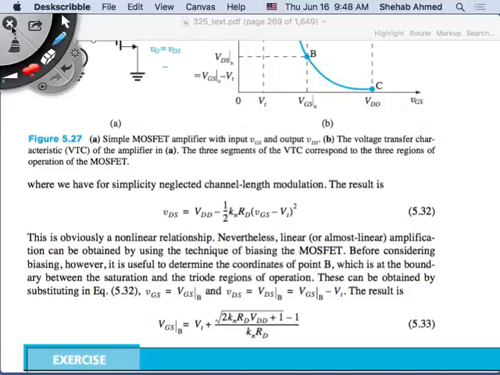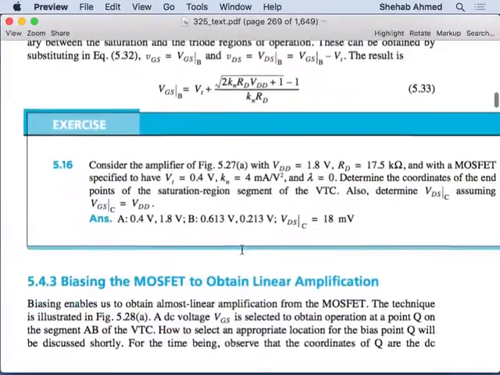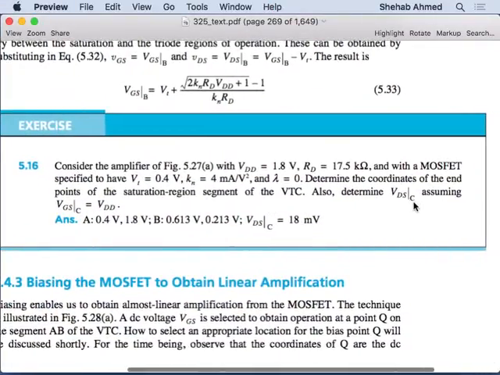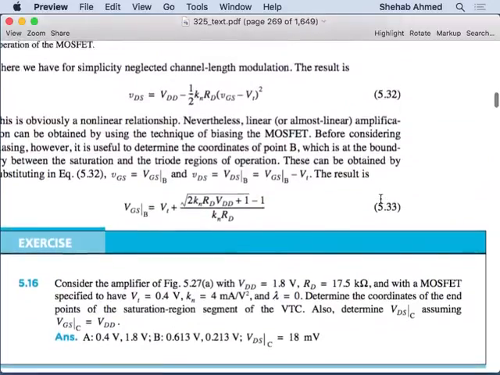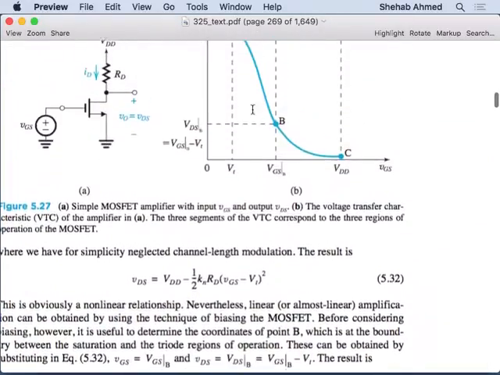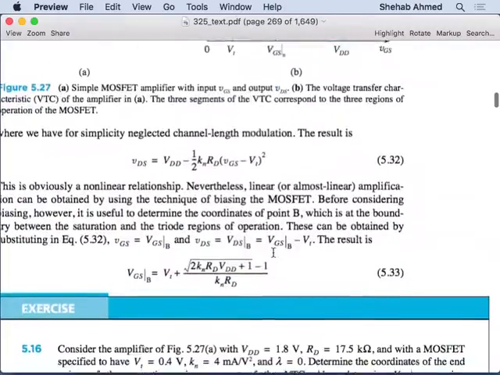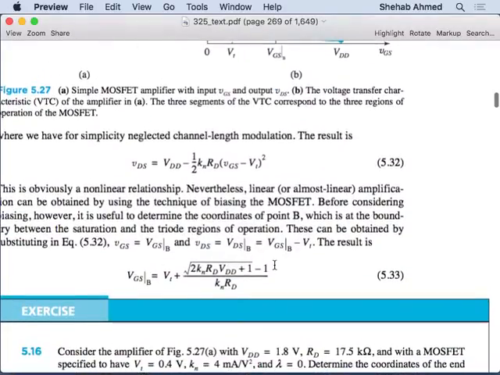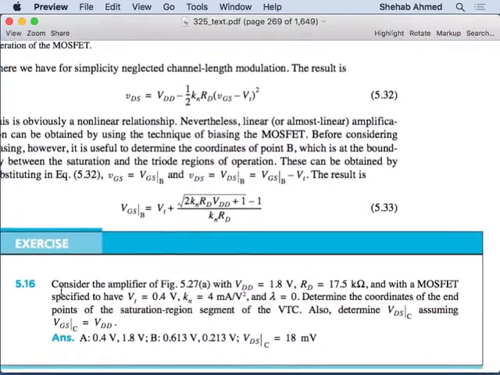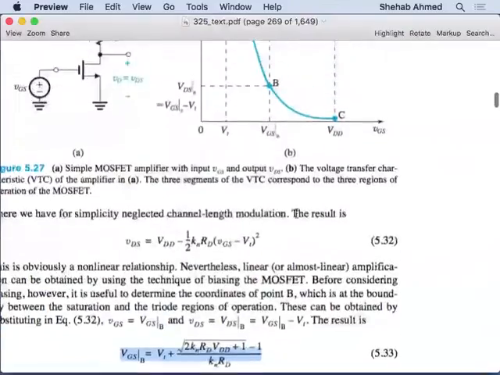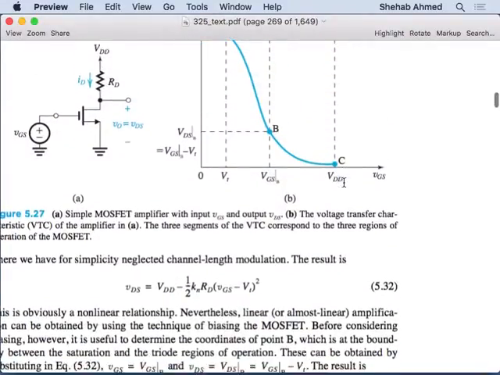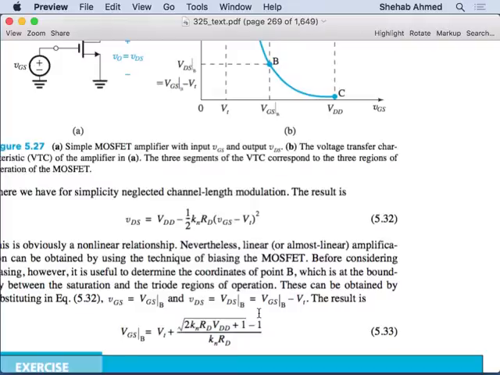In this example they ask you to find it. So for bonus, find these two points in terms of the parameters, and then solve this exercise. To define VDS C, we just plug in VDD for VDS, and that's it. Exactly. But for it to be worth the bonus, find it in terms of the rest of the parameters.